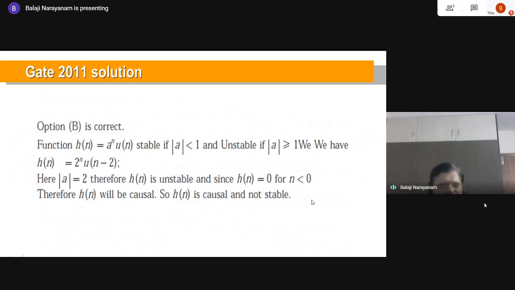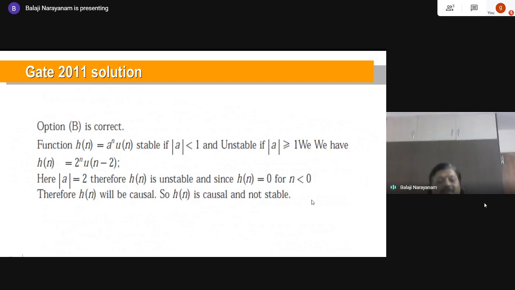So 1 plus 1 by 2 plus 1 by 2 whole square plus 1 by 2 whole cube and so on. So this is a geometric progression series for which you can find by simple equation the first term divided by 1 minus common ratio as the sum of the geometric progression, a by 1 minus r, where a is the first term and r is the common ratio. If you find that a by 1 minus r, you may get the value of it as a finite value, and you may say that the system is stable.